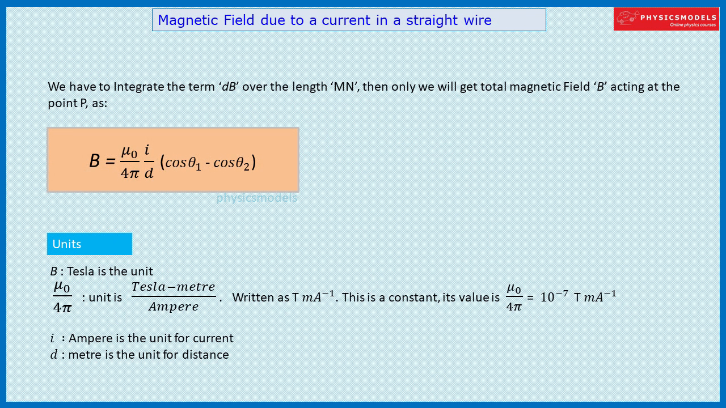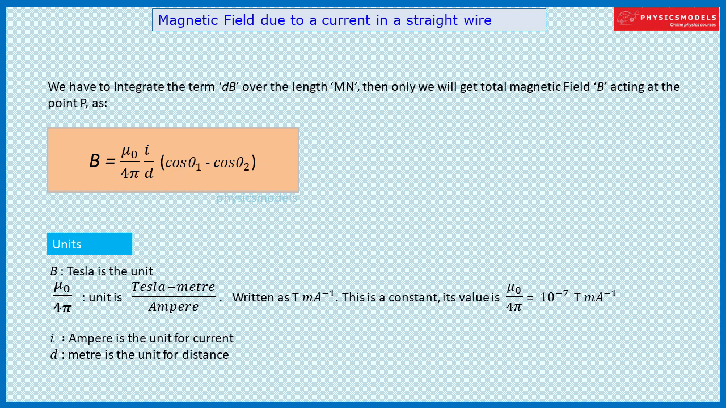dB was an infinitesimal magnetic field, but to get B we have to integrate dB, and when you do that all over the length MN, so you can imagine many dls placed all over the length MN, then we get the equation B is equal to mu0 by 4 pi, which is a constant by itself, into current, proportional to current, divided by d, the distance between O and P, into cos theta 1 minus cos theta 2.